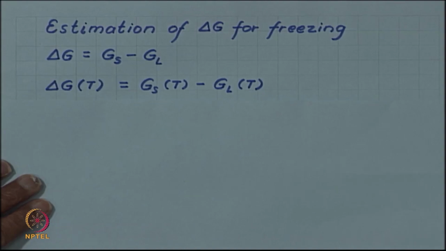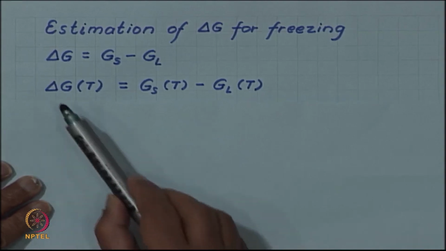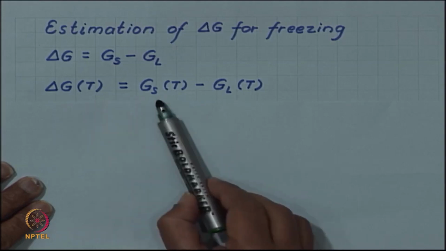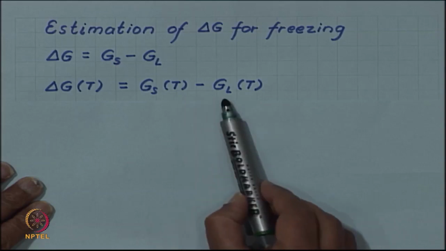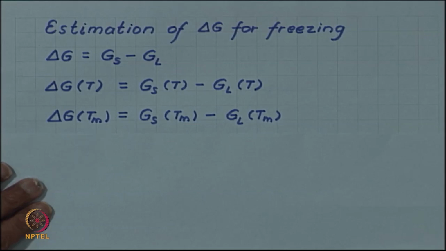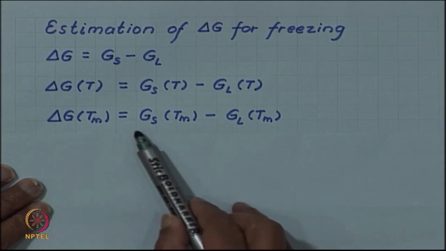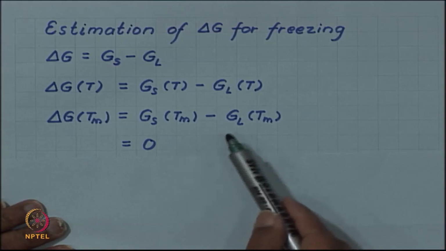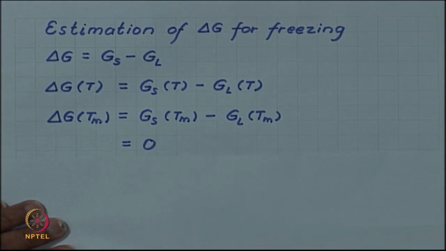Since all these quantities are functions of temperature, we write delta G as a function of temperature T is equal to Gs as a function of temperature minus Gl as a function of temperature. Now, if we evaluate this at the melting point, then we have delta G Tm is equal to Gs Tm minus Gl Tm. But we have seen that Gs and Gl are equal at the melting point. So, this free energy difference delta G Tm is 0.